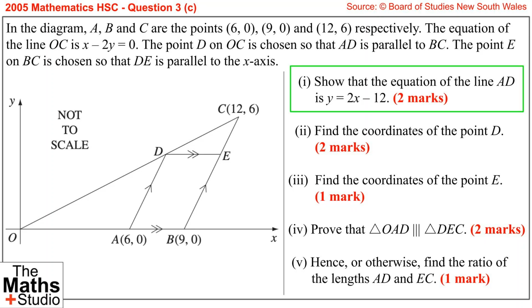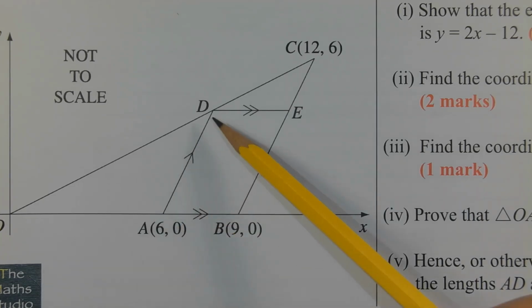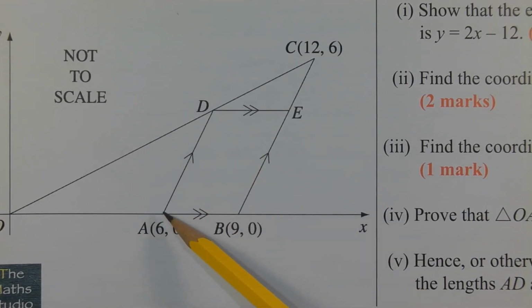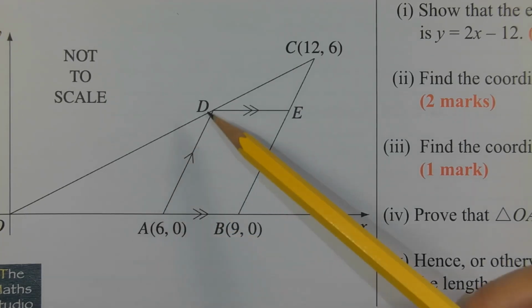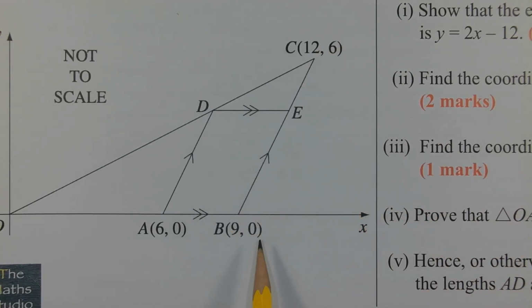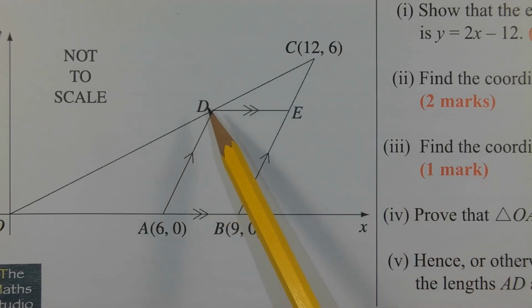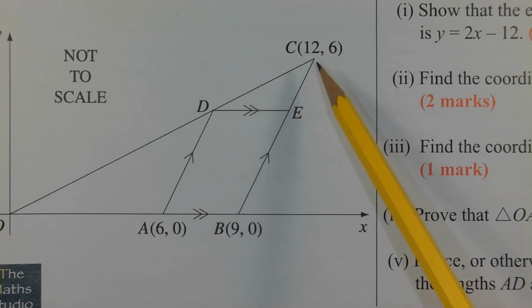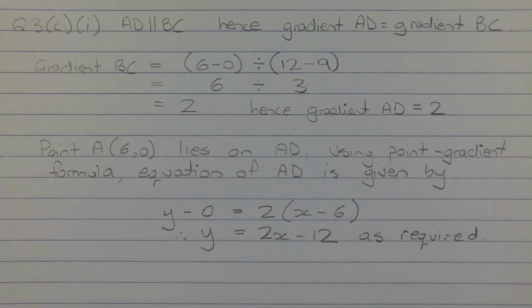Part 1. Show that the equation of the line AD is y equals 2x minus 12. To find the equation of a line or an interval, in this case interval AD, we need its gradient and we need a point on that interval. Now it's given that AD is parallel to BC. Now with interval BC, we have two known points, point B and point C. So we can work out the gradient of BC, knowing that AD is parallel to BC, so whatever the gradient is here, AD will be identical to that. So let's work out the gradient of BC.